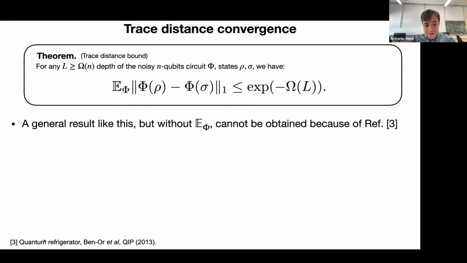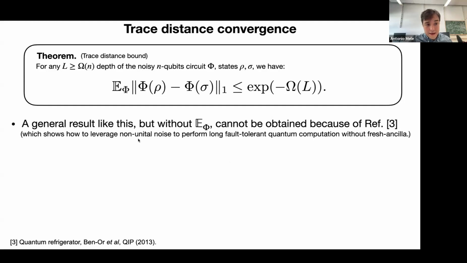And also, more strikingly, in this paper by Gottesman, Ben-Or et al., it was shown how to leverage non-unital noise like amplitude damping to perform long fault-tolerant quantum computation without fresh ancillas. It means that the trace norm between phi of rho and phi of sigma, if you engineer your quantum circuit well, you can compute for a very long depth, like exponential. You can do fault-tolerant quantum computation for exponential depth. And so the trace distance cannot be exponentially small in the worst case. Here it's an average case statement, okay?